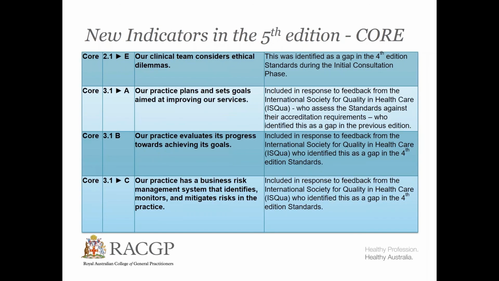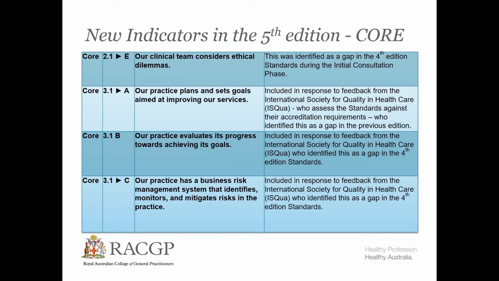The next new indicator is Core 2.1e, our clinical team considers ethical dilemmas. Core 3.1a, our practice plans and sets goals aimed at improving our services. Core 3.1b, our practice evaluates its progress towards achieving its goals. With all of these, you can see in the next column it explains why these new indicators have been included in the 5th edition.